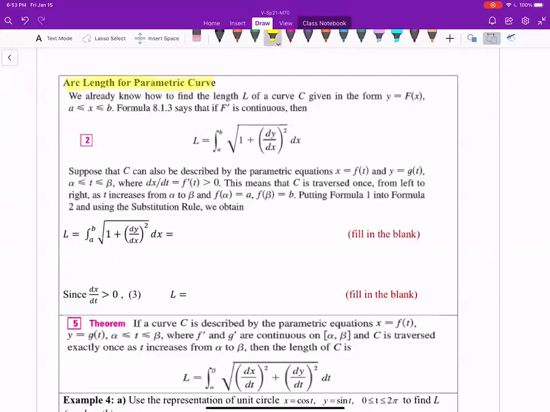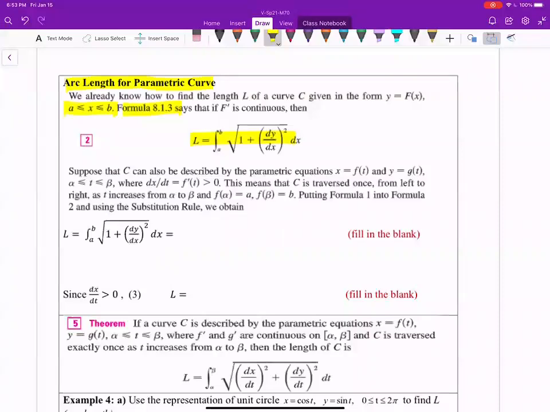We'll see how to find the arc length for a parametric curve. So in chapter 8, we have seen the arc length formula as L equal to integral a to b square root of 1 plus dy by dx the whole square dx. This is from chapter 8, when C is a curve, y equal to f of x lying between a to b. So in order to get the length of the curve, we used this formula.